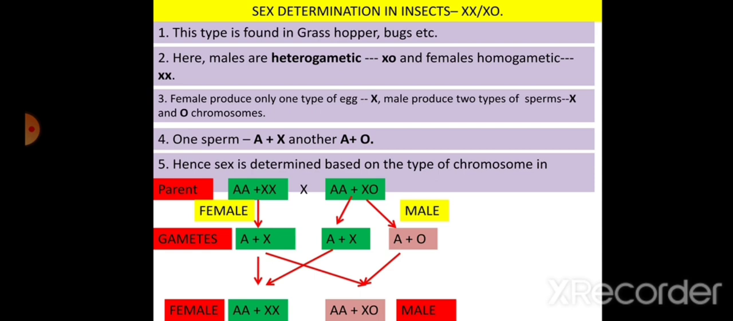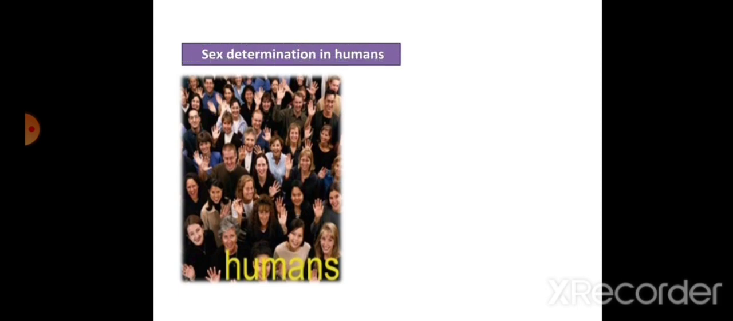So this is sex determination in insects. Now let's try to understand sex determination in our body, that is in humans.